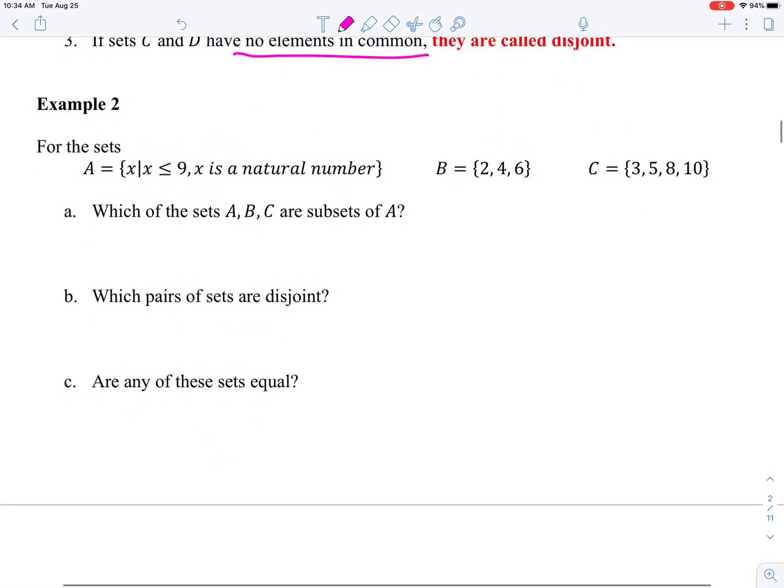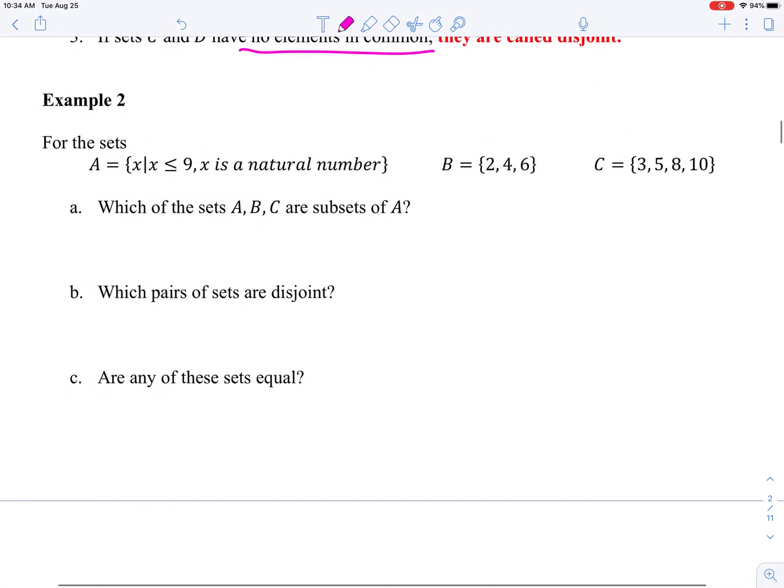Alright, next example here. They're giving some information. We're saying set A is defined as X such that X is less than or equal to 9 and X is a natural number. It might be easier to actually write out the elements of this set, since this is a relatively small set. The numbers have to be less than or equal to 9, and natural numbers. So remember, natural numbers are 1, 2, 3, 4, whole numbers from 1 to infinity. So we'll write these out.